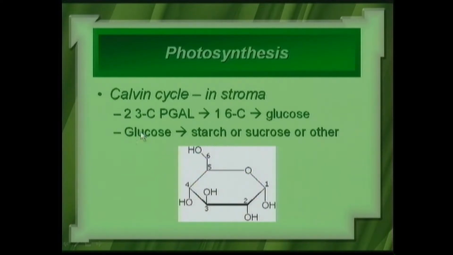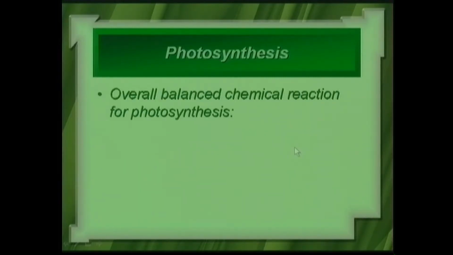Another thing that glucose can be converted to would be sucrose. Remember, sucrose is a disaccharide. Sucrose is a glucose molecule plus a fructose molecule covalently bonded together, and sucrose is furthermore known as table sugar. There are other kinds of organic compounds that glucose can be converted to. The plant does not store energy as glucose. It will usually convert it to starch or sucrose or some other compound for other purposes.